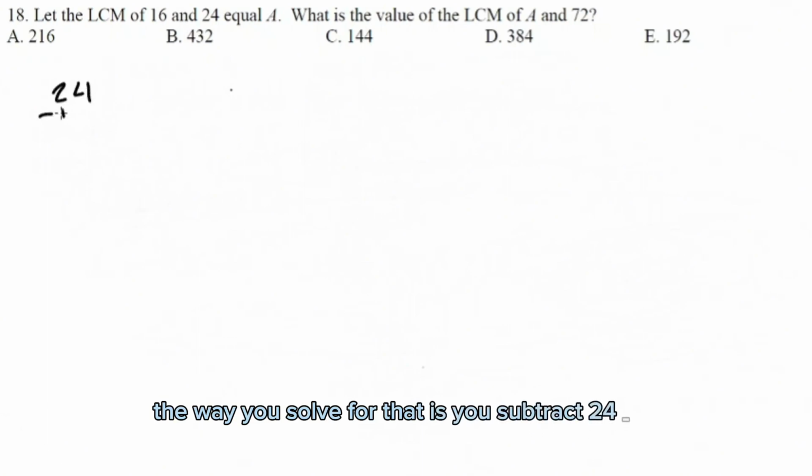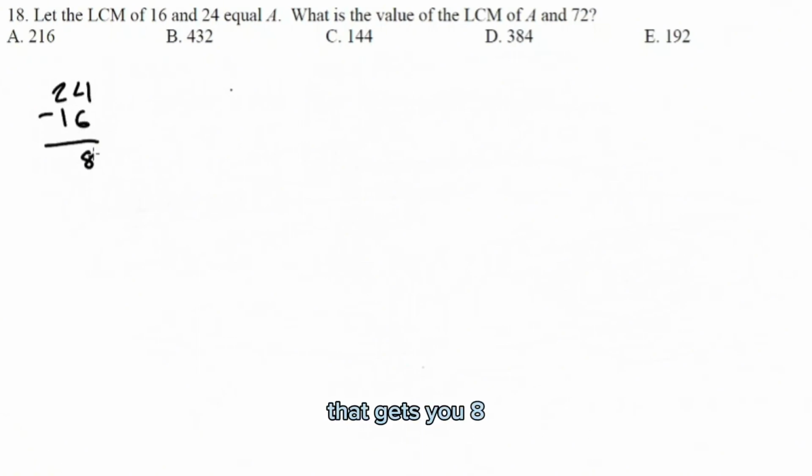Next, let the LCM of 16 and 24 equal A. What is the value of the LCM of A and 72? Alright, so I actually have a full video about GCF and LCM, which will be linked in the pin card at the top, but let's continue with this problem. So, the LCM of 16 and 24. Ironically, to solve for the LCM, you have to solve for the GCF first, which is the greatest common factor. The way you solve for that is you subtract 24 minus 16. That gets you 8. Alright, does 8 go into 16? Yes. Does 8 go into 24? Yes, because 8 times 2 is 16 and 8 times 3 is 24.